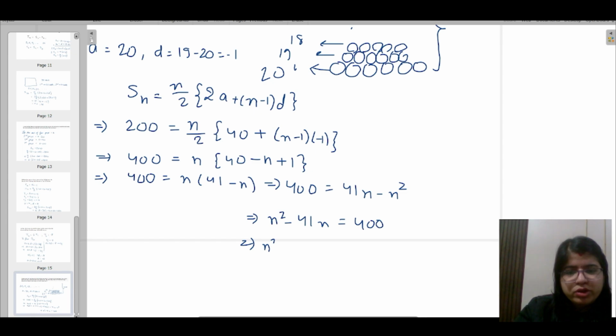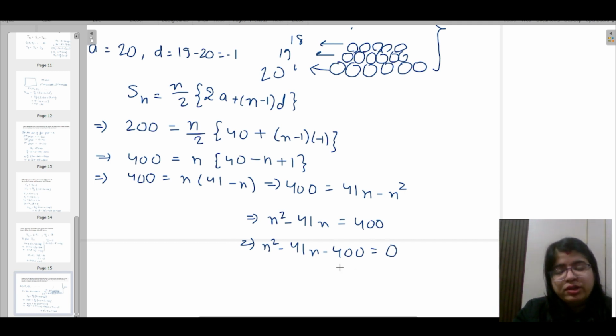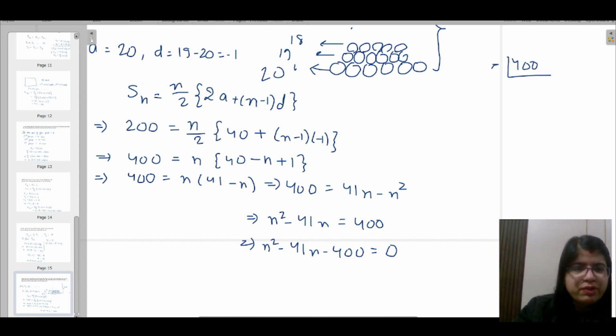So now we have got the quadratic equation like this. We have to split it in such a manner that the sum will be minus 41 and the product will be 400. So 400, if we do the prime factorization by 5, we will get how much here? 80. Then again by 5 we will get 16. Then from 2 we will get 8.